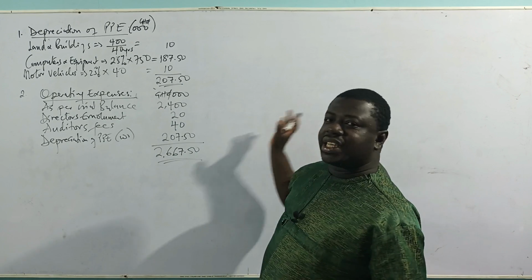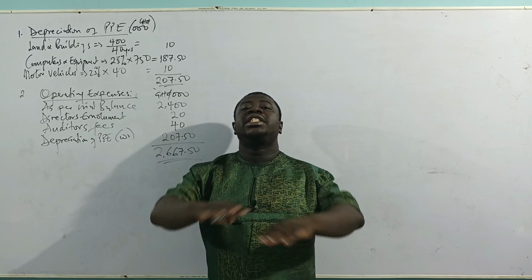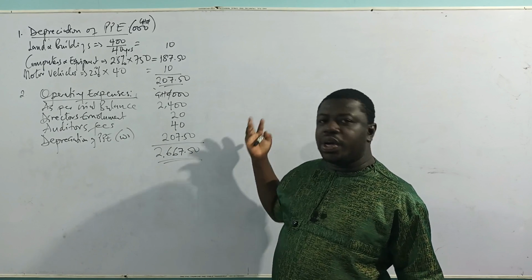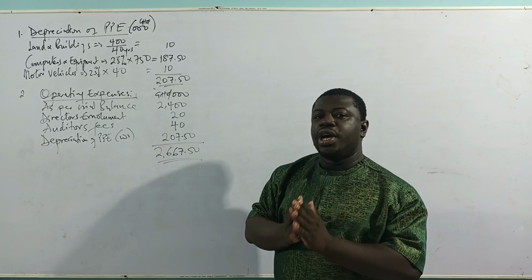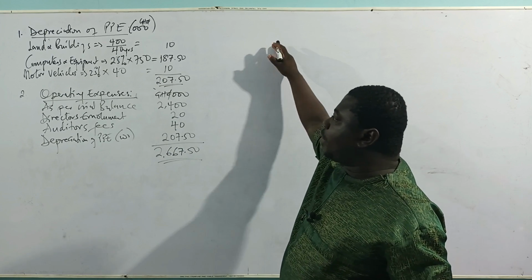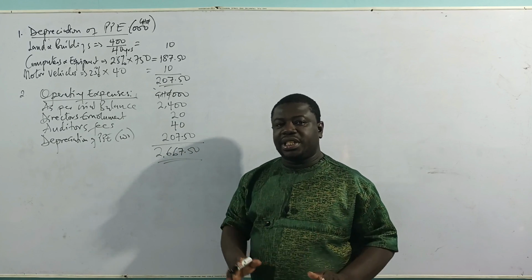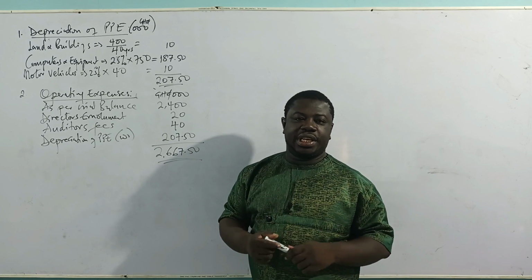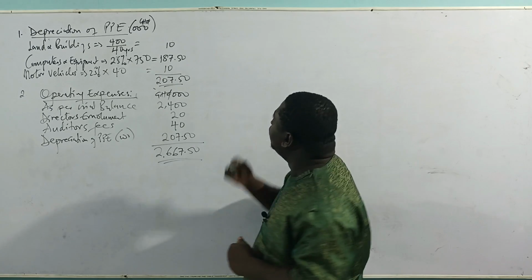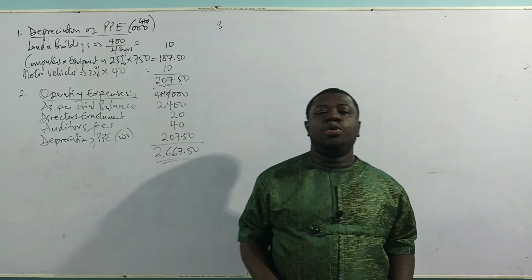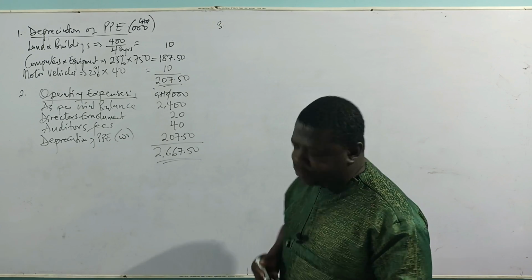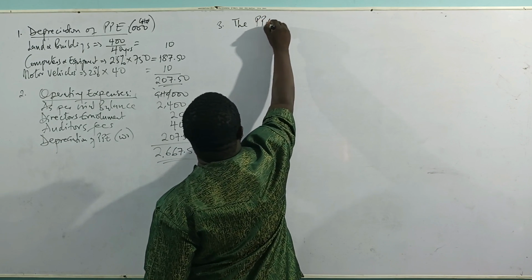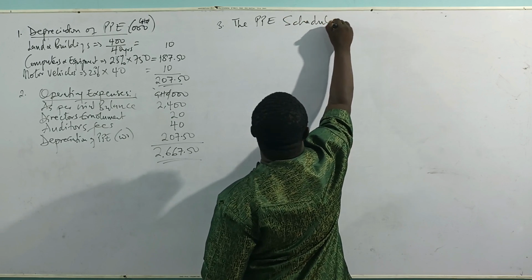I'm going to use the PPE schedule. It is always easy because you can use it anytime you are preparing published accounts for any company. And it is always very easy to use because it helps you to get the figures at a go. So I'm going to prepare working 3 as the PPE schedule, the property, plant, and equipment schedule. That will help us to ascertain the value of PPE to be included in the statement of financial position. Okay, so working 3. So let's prepare the PPE schedule. Working 3, PPE schedule. So the property, plant, and equipment schedule.